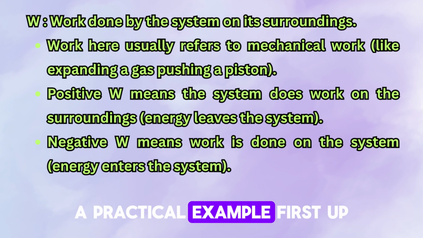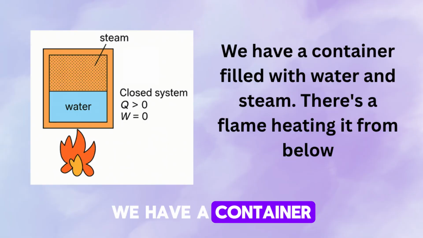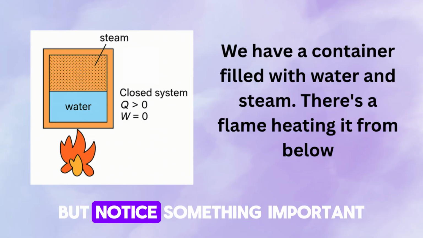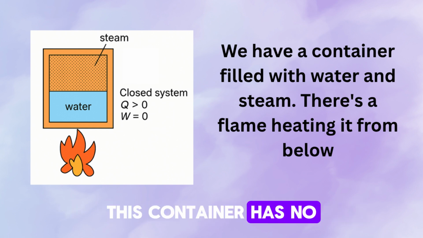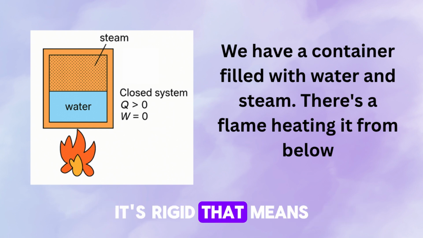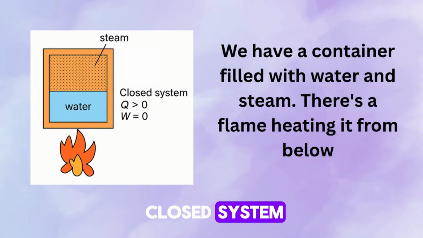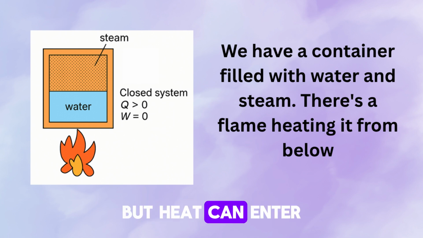A practical example. First up, we have a container filled with water and steam. There's a flame heating it from below, but notice something important. This container has no moving parts. It's rigid. That means the volume can't change. This setup is a closed system. Mass stays inside, but heat can enter.